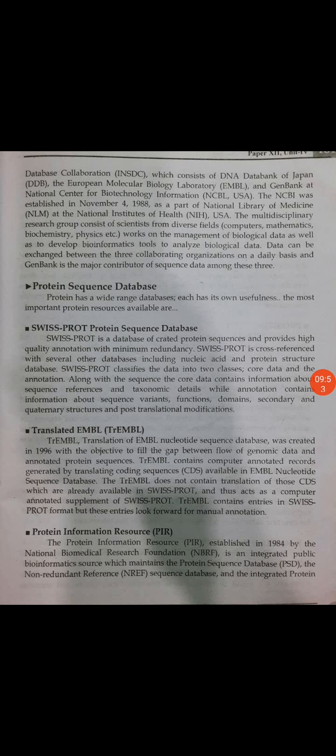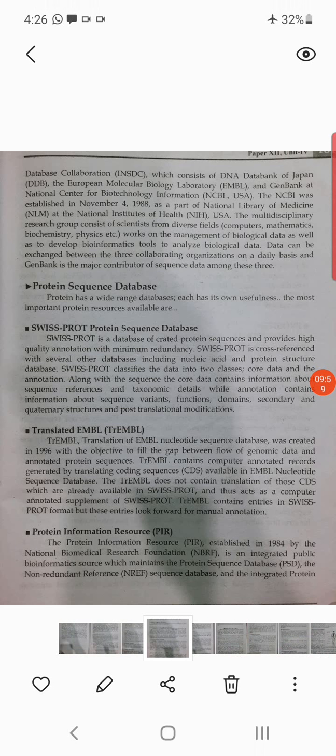The second one, translated EMBL. Translated EMBL, the translation of the EMBL nucleotide sequence database, was created in 1996 with the objective to fill the gap between the flow of genomic data and annotated protein sequences. Means whatever the nucleotide sequence, we have to see which protein is created from that sequence. So that database is kept here.